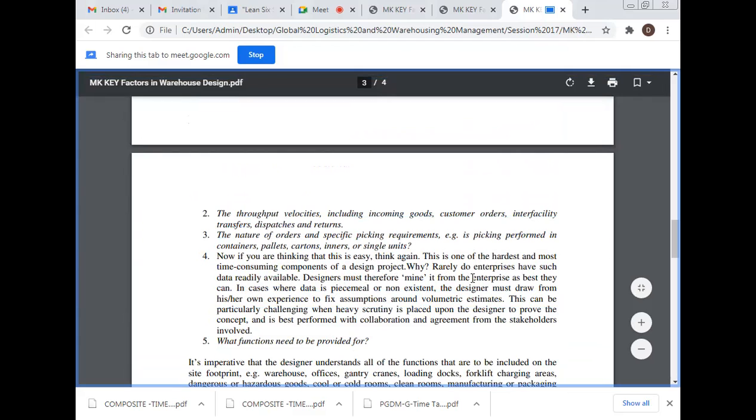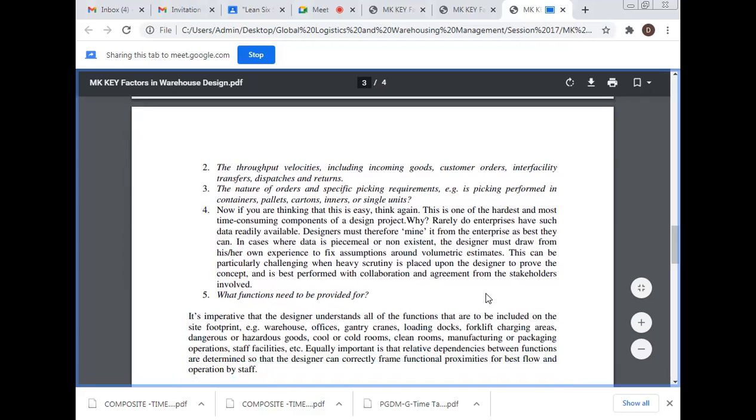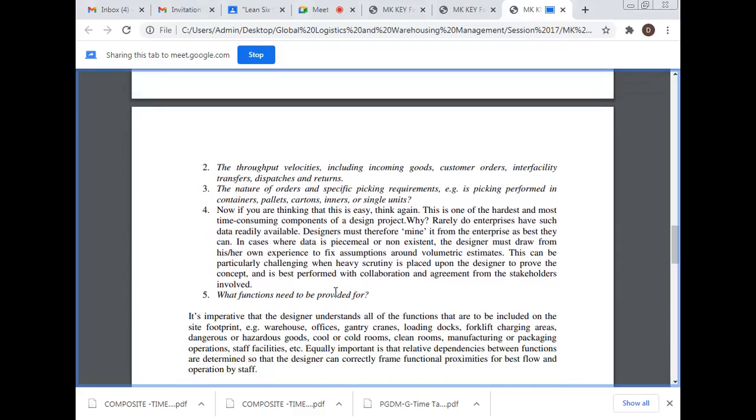Why? Rarely do enterprises have such data readily available. The designer must therefore mine it, and the enterprise is the best way to do this. In cases where data is piecemeal or non-existent, the designer must draw from his own experience to fix assumptions around volumetric estimates. This can be particularly challenging when heavy scrutiny is placed upon the designer to prove the concept, and it's best performed with collaborative agreement from the stakeholders involved.